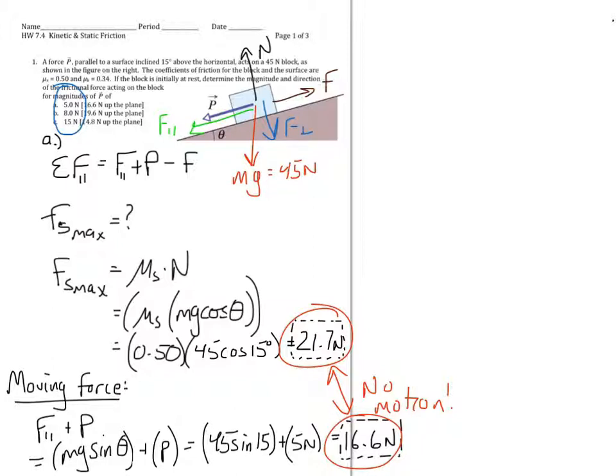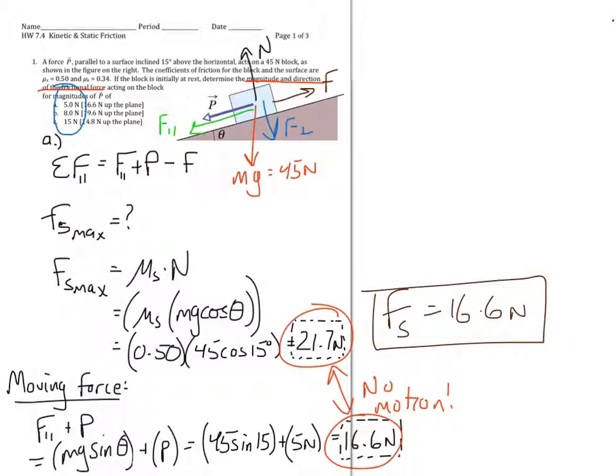All right. But the question is asking, find the magnitude and direction of the frictional force acting on the block. All right. Well, remember friction. Even though we have up to 21.7 newtons of static friction force, it only needs to provide how much friction? Only that much. So the static friction force, I think I was writing that in brown, wasn't I? Static friction force that is acting on this block right here is going to have to be 16.6 newtons, and that's our answer for part A.